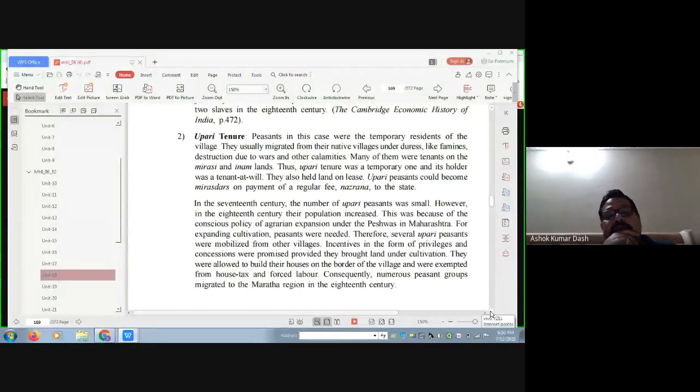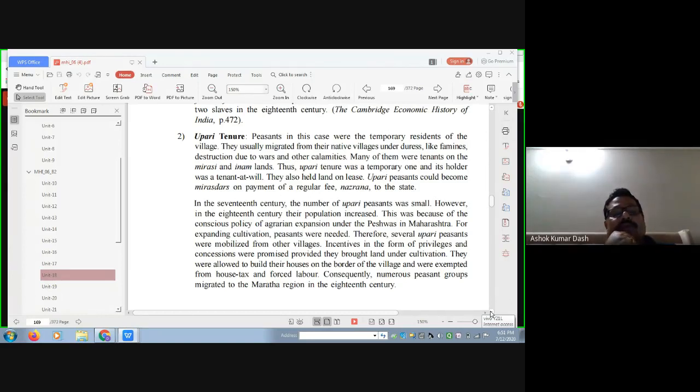Upari tenure. Under this category, there are peasants who were not actually permanent residents of a village. They are generally temporary residents. They usually migrate from their native village under some emergency, under bad times like famines and different calamities, suffering hardship. They come from their native village and settle in a different village. They are called upari, and many of them don't have lands. As they don't have lands in the village, they are temporary settlers.